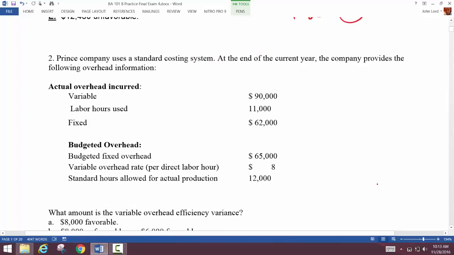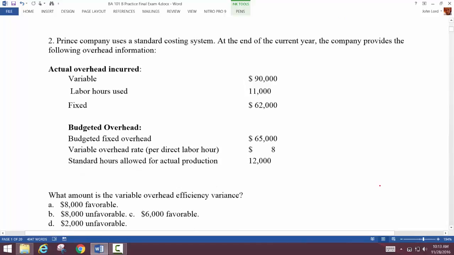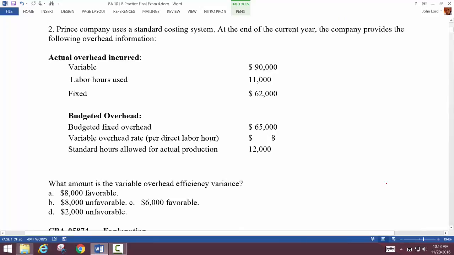Okay. This one, Prince Company, uses a standard costing system. At the end of the current year, they give us the following information, and they want the variable overhead efficiency variance. And so if I'm doing my overhead efficiency variance, it's going to be what? My standard rate times what? Times my standard hours minus my actual hours. Good. Standard variable overhead rate is $8.